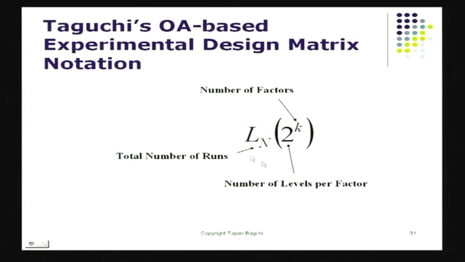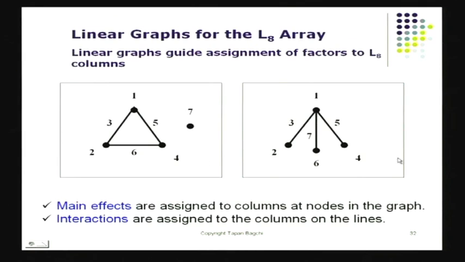L is of course the notation of the OA matrix itself. Number of runs are specified by this letter n. The number of factors are specified by this letter k, and the levels that you'll use for each of those factors is denoted by this number 2. So that's L n and in bracket 2 to the power k. That's one notation that's used for orthogonal arrays.